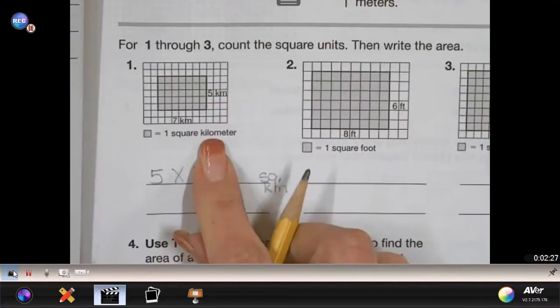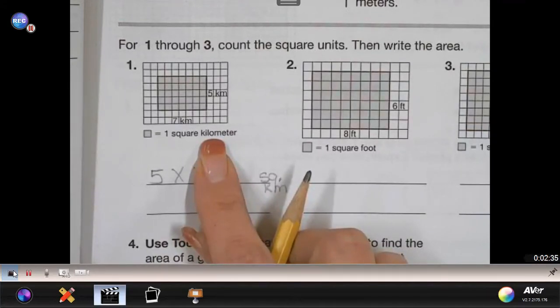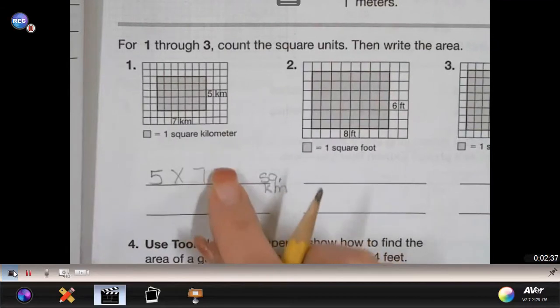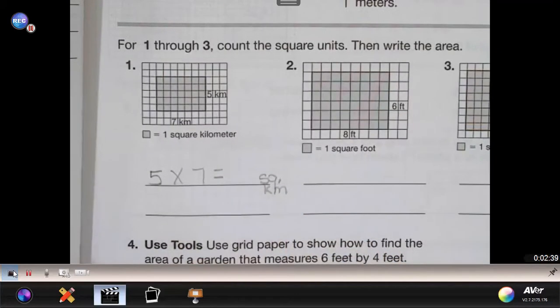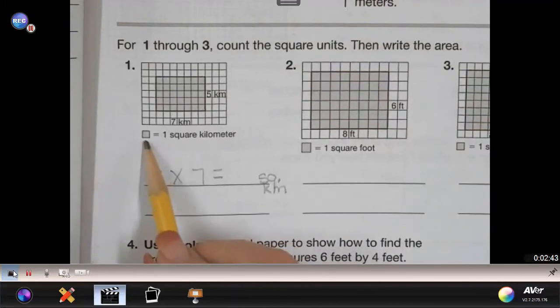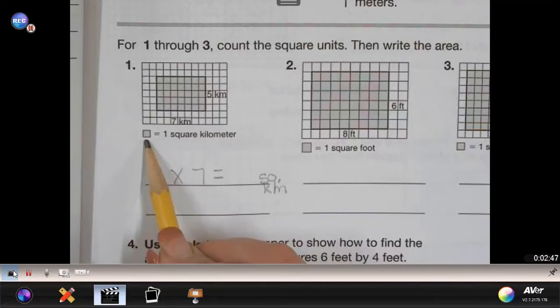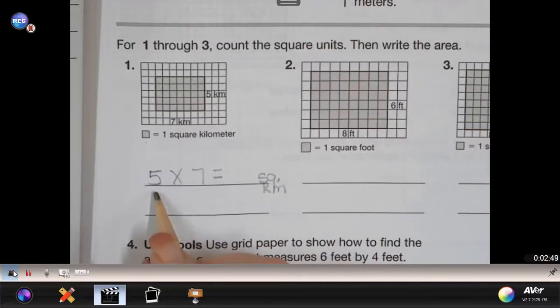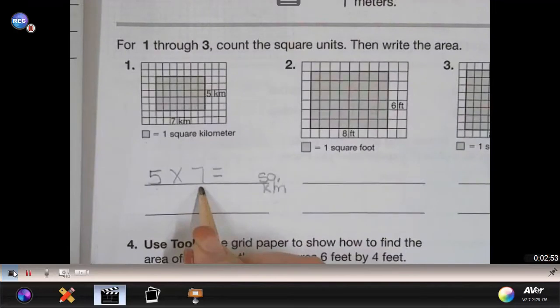Now, of course, we couldn't put a square kilometer on an actual page. These are not to scale, which means they are not the actual size of what a square kilometer would be. But we can get an idea, because we're imagining this being 1 square kilometer. So I have 5 rows and I have 7 squares in each row.